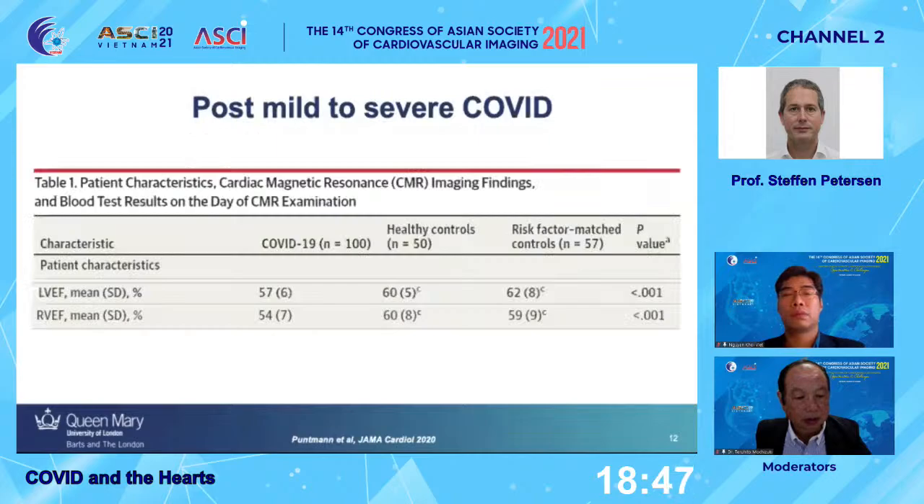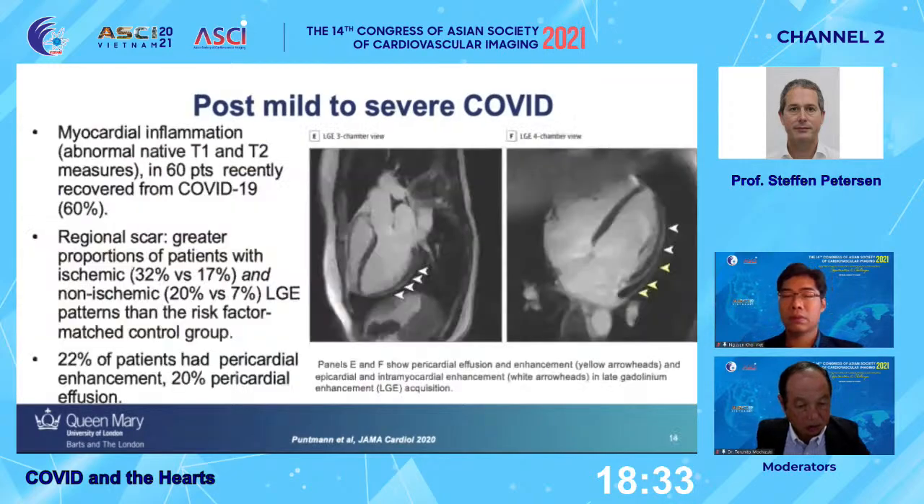Regarding cardiac function, the authors found that slightly lower mean values of LV and RV ejection fraction were present in COVID-19 patients. Note, however, that mean values were still within normal limits. Overall, 3 main CMR abnormalities were described in COVID-19 patients.